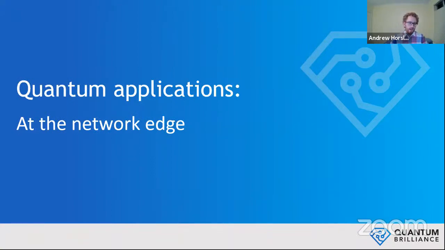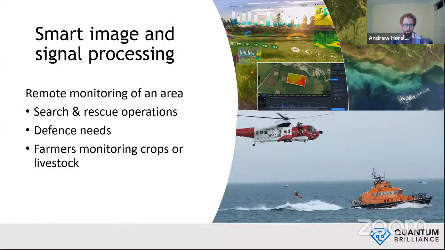So one is looking at quantum applications at the edge of a network. The edge of a network is places that are far from a centralized facility. That might still be in your home, but it can also be in a remote place. It can be Internet of Things, it can be a remote monitoring facility, it can be up in a satellite, or it can even be in a self-driving car. There are particular applications here that I want to talk about around image processing and signal processing.